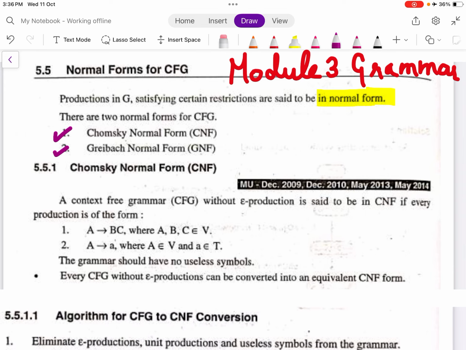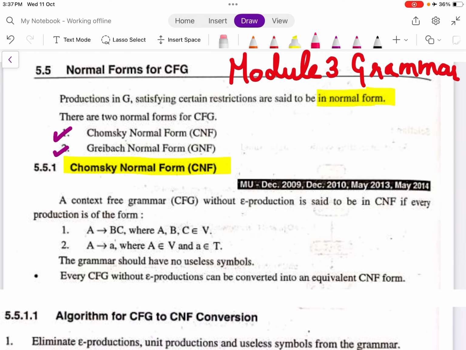Chomsky Normal Form, that is the CNF. A context-free grammar (CFG) without epsilon production is said to be in CNF, Chomsky normal form, if every production is of the form A gives BC, where A, B, C belong to variables, and A gives small a, where A belongs to a variable and small a belongs to a terminal.